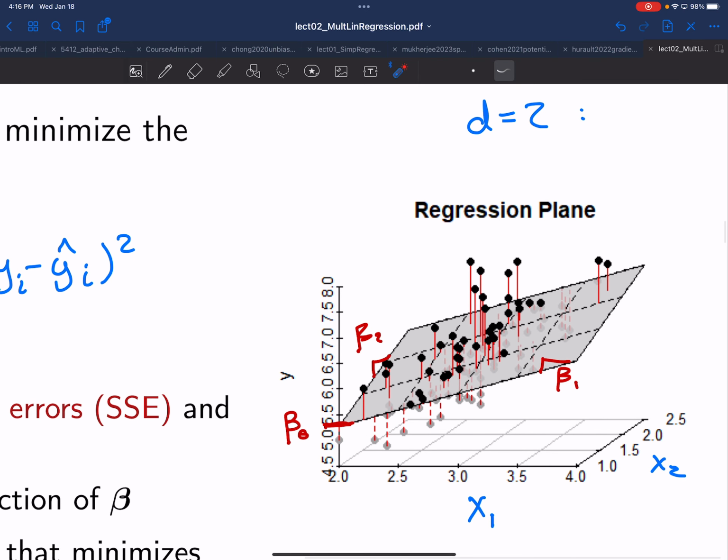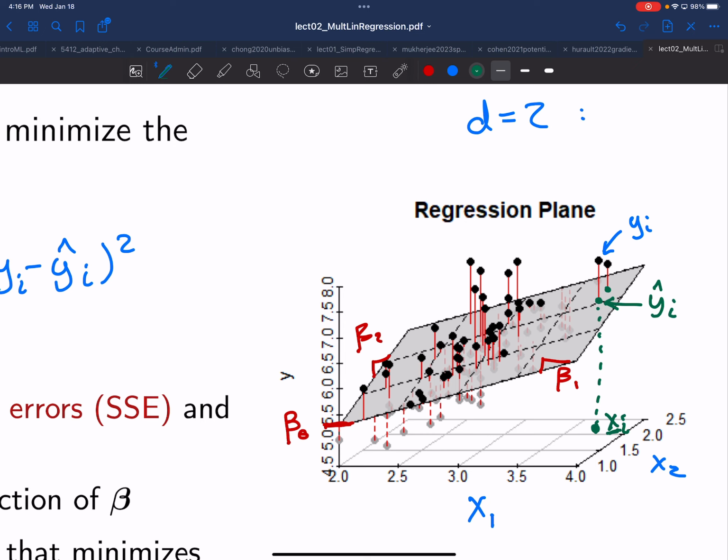And all these black dots, these are the yi's. The places where those sticks cross that plane, these would be like our y hat i. Those are the predictions of yi. And then the locations down here, this would be the xi vector, a 2 by 1 vector. So this is sort of describing everything here.